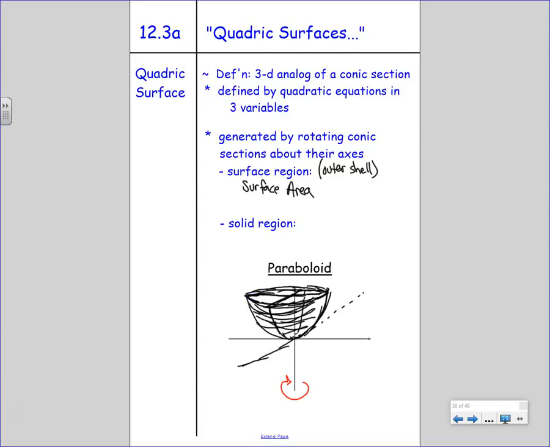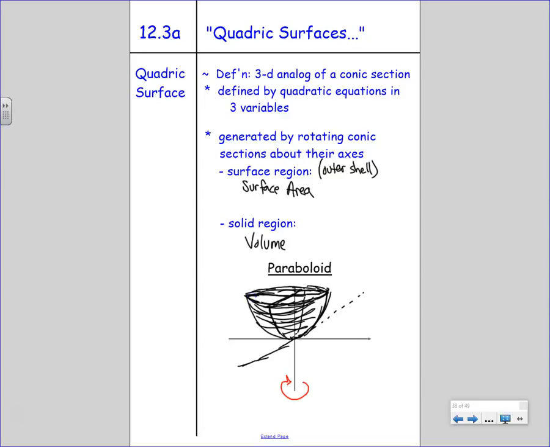So you could talk about quadric surfaces just in the sense of referring to the outer shell or the surface area. But what have I drawn? What you drew, maybe it could have been the surface area. Maybe it could have just been the outer shell. But what did I draw? By showing the insides, I showed the volume. I showed the solid region. So what if it was solid instead?